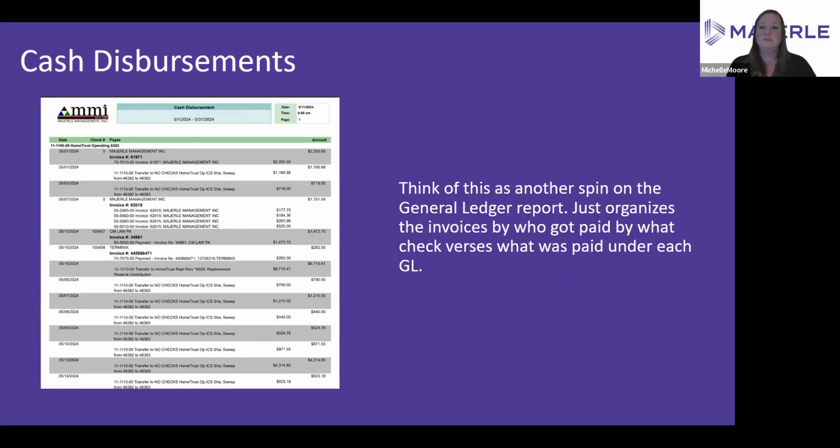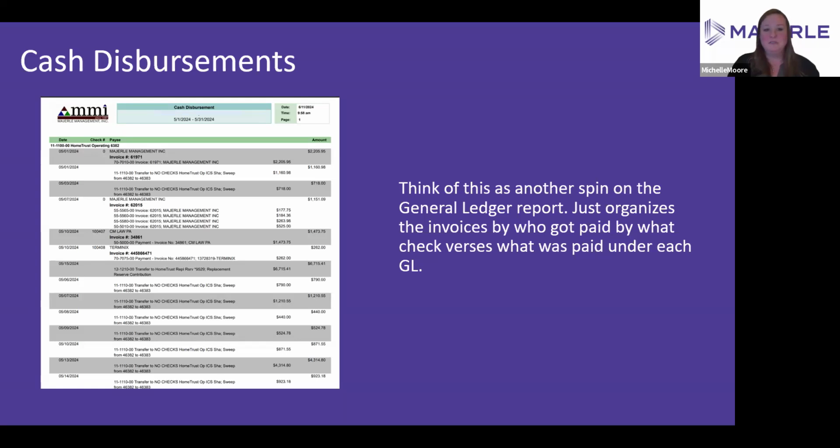Next is the cash disbursements. This is very similar to your general ledger, but this is only pertaining to the actual cash disbursements out of the bank accounts. So it looks very similar, but it just organizes the invoices by who got paid, what the check numbers were, and what the dates were. It's essentially a glorified checkbook. This is all the expenses that were paid and when, and what the balances were.